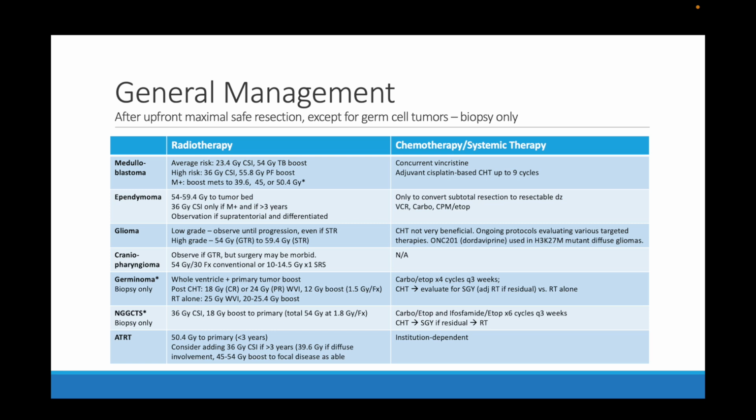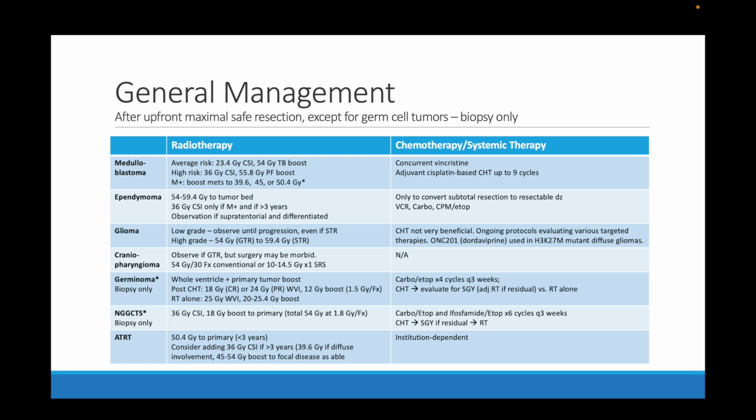But otherwise, for most other primary CNS tumors, I think upfront maximal safe resection is a safe answer for your first step in management. And then on this table is listed out the different adjuvant radiation regimens that we think about, as well as chemotherapy and systemic therapy considerations. And as you can see, radiation does play a significant role in the management of most of these primary CNS tumors. One of the exceptions to this, which again I had mentioned earlier, is low-grade glioma, right?